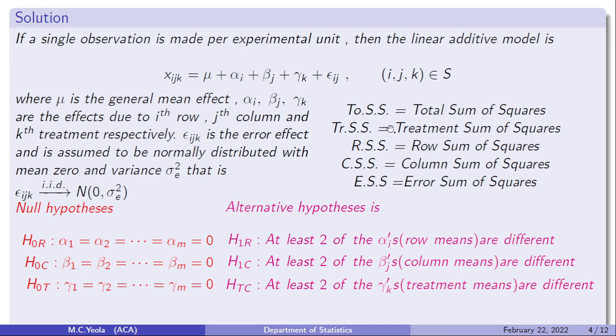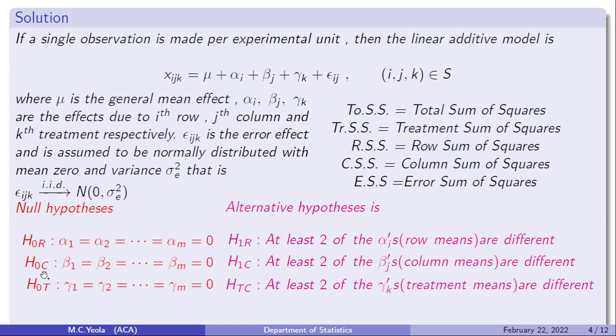We are having notations like this. TOSS is for total sum of square, TRSS for treatment sum of square, RSS for row sum of square, CSS for column sum of square and ESS for error sum of square. Here we are testing 3 hypotheses: H naught R, alpha 1 equal to alpha 2 equal to alpha 4 equal to 0. H1 R, at least 2 of the alpha i's, row means, are different.